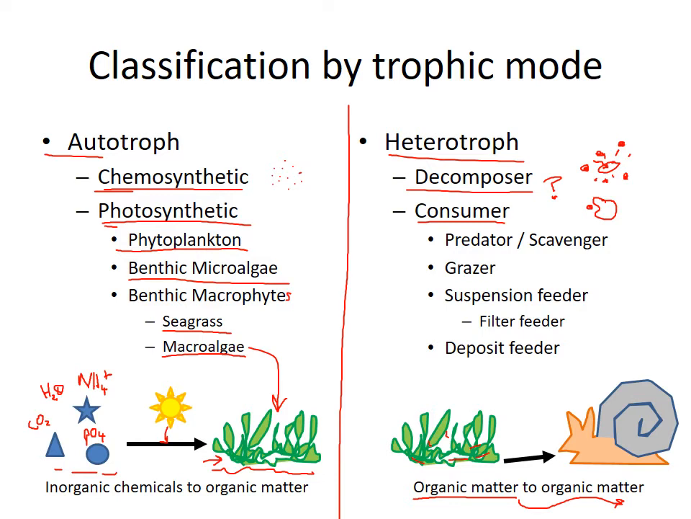All right, so decomposers, those would be things like fungi and lots of types of bacteria, yeasts, etc. And consumers, those are animals generally. So there are different types of consumer. You could have predators and scavengers, grazers, suspension feeders, of which filter feeders are a subset, and deposit feeders. So on the next couple slides, I'm going to talk more about the consumers and give some more detailed examples of different types of consumers.